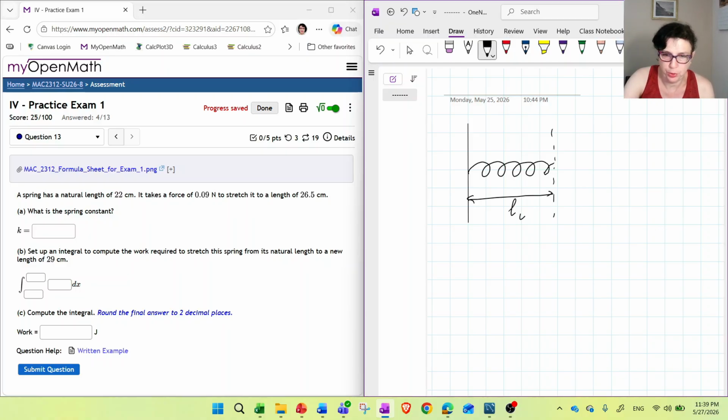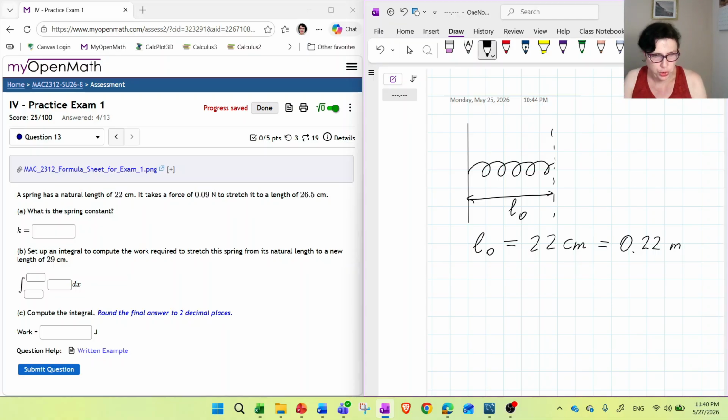Usually we'll denote this by L sub 0. So L0 is our natural length, and in this case, it's 22 centimeters. Now, you immediately need to convert this to meters, and the way you would do that is divide by 100. That's just going to give you 0.22 meters. Because of the metric system, you need everything in meters. And so that's the natural length.